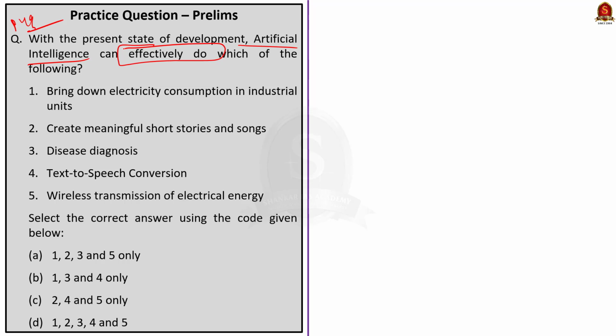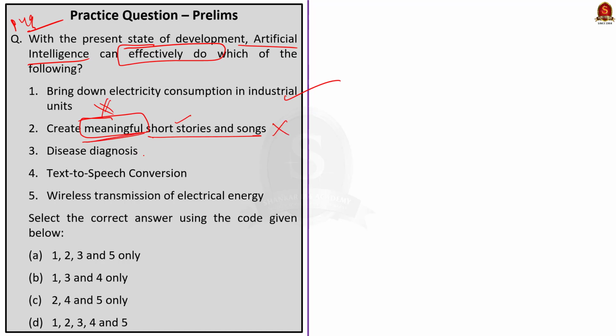The first statement is bring down the electricity consumption in the industrial units. Yes, since artificial intelligence reduces work burden, it can bring down the electricity consumption. So the first statement is correct. Create meaningful short stories and songs. Right now AI can create short stories and songs, but most of the times it may not have meaningful items. So the second statement is incorrect.